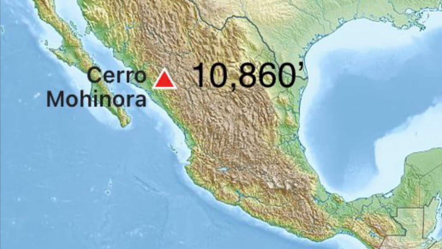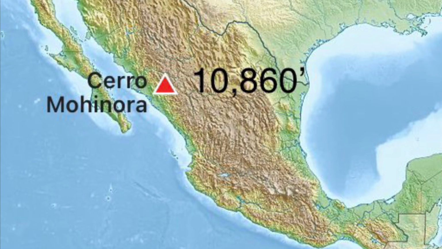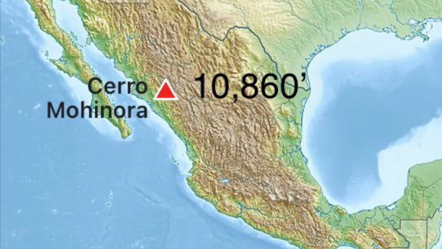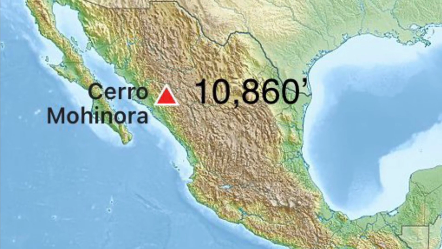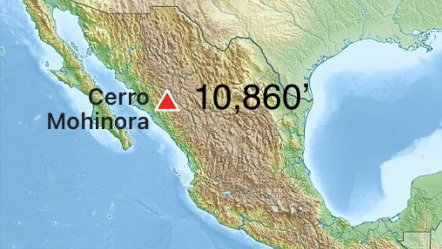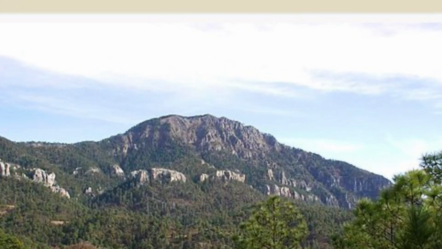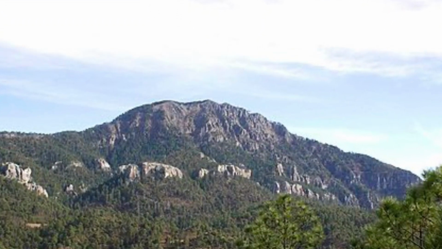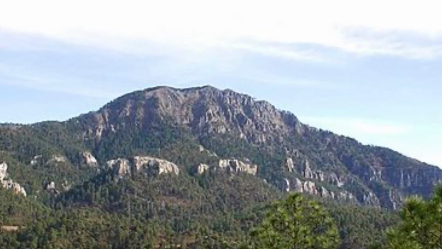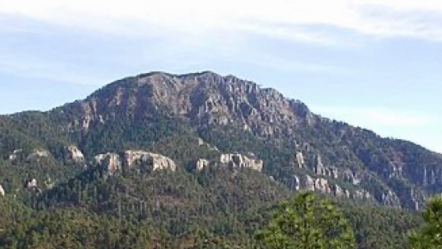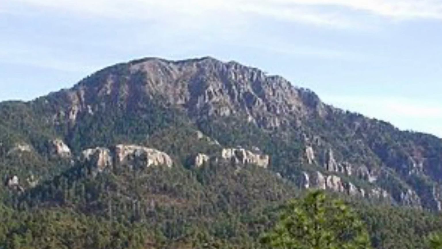The highest peak in the Sierra Madre Occidental Mountains is Cerro Mohenora, an extinct volcano that rises to 10,860 feet above sea level. It's made of the same three kinds of lava rocks that we just looked at, but some sediments have covered parts of these rocks.